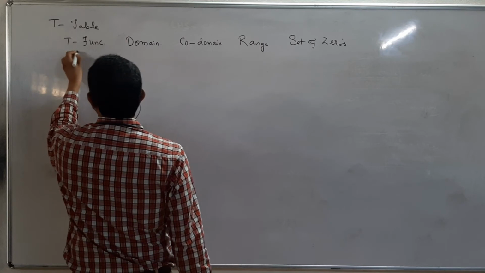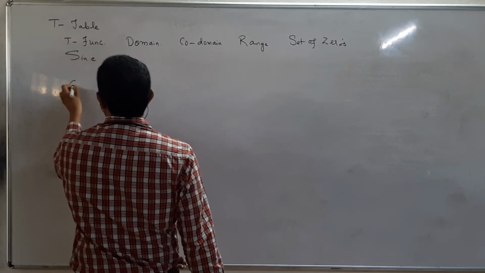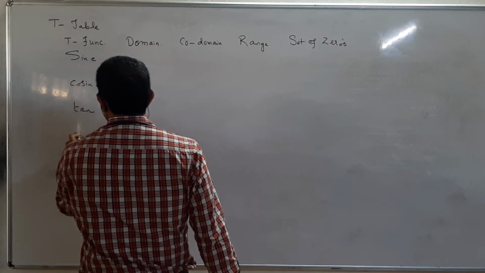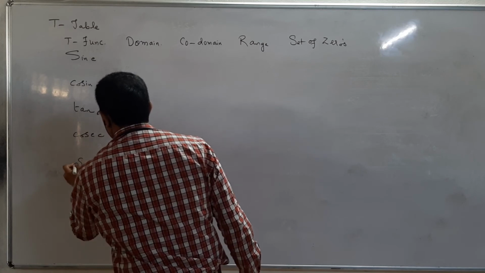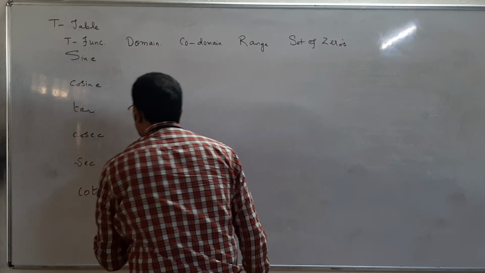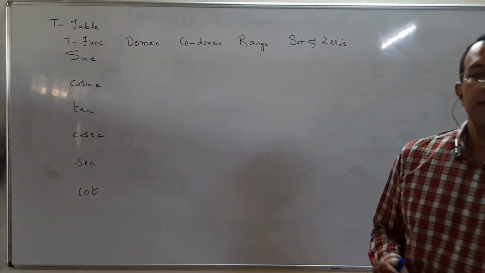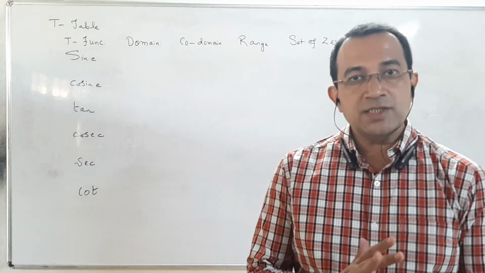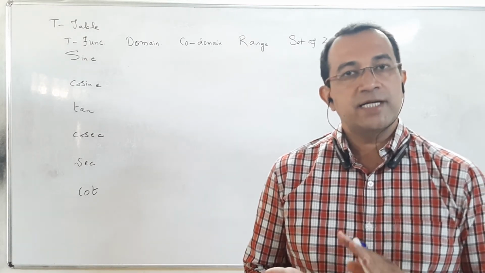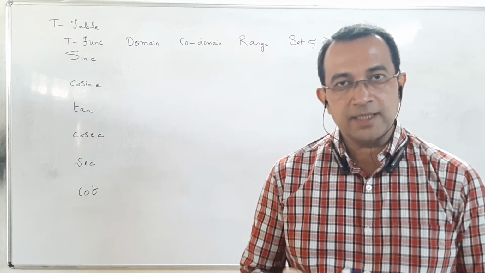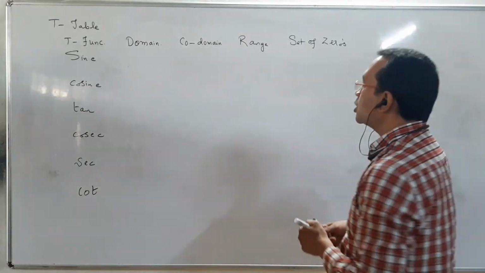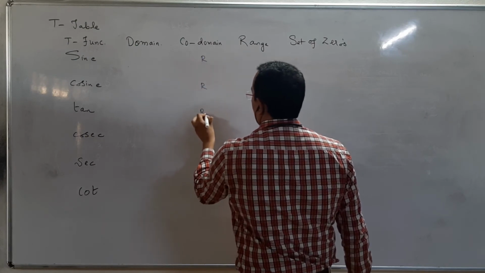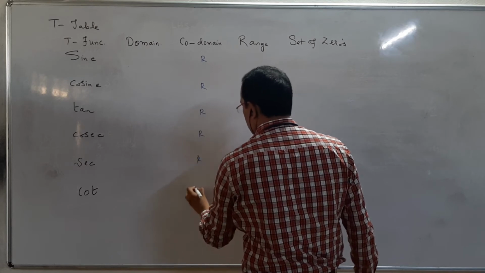The 6 T functions under consideration are sine, cosine, tan, cosec, sec, and cot. These are three fundamental functions and their reciprocals. Now all six domains are R. That you should remember. All six domains are R.